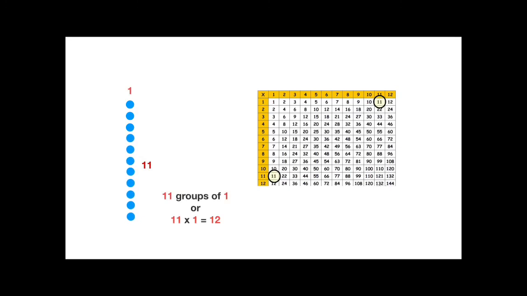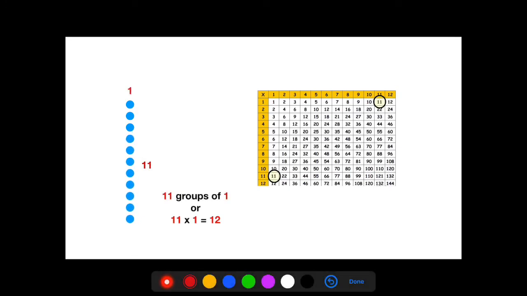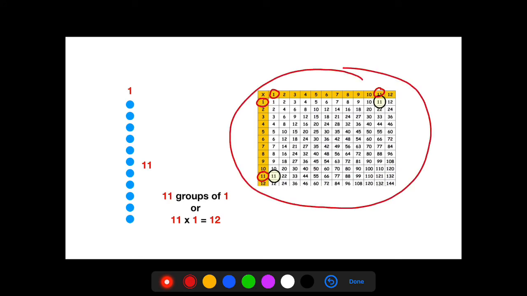So really the only way to do equal groups to get 11 is one group of 11, which is why on the multiplication chart you only see 11 right here, the 1 and the 11. You can scour the rest of this chart, look all over, you won't find 11 anywhere else. So the only two factors of 11 are just 1 and 11. And by the way, that makes 11 prime because the only factors of 11 are 1 and 11 itself.